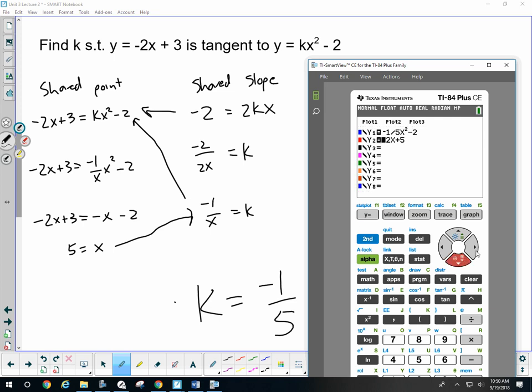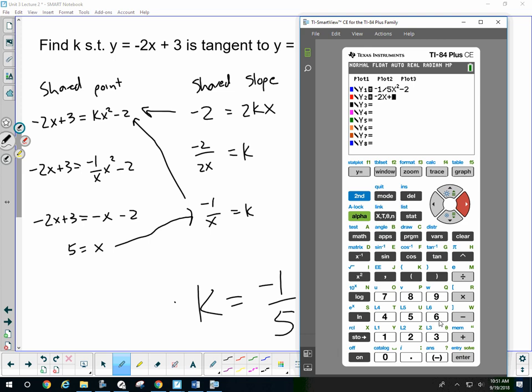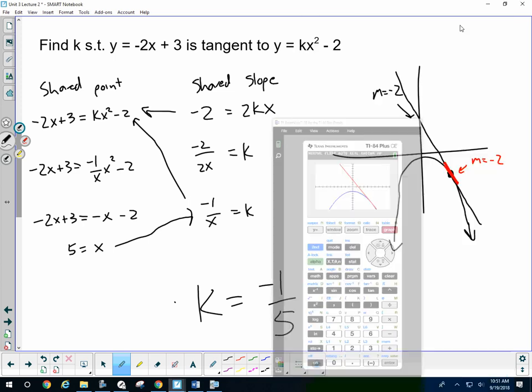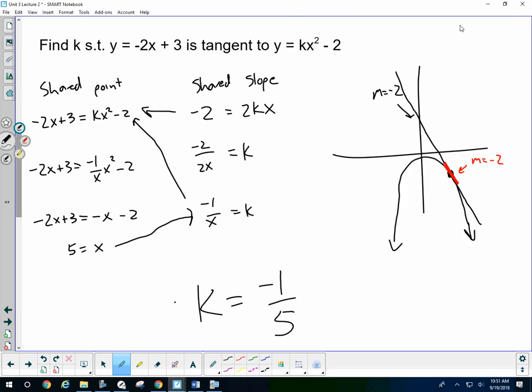I did negative 2x plus 5. That is wrong. It's negative 2x plus 3. And now I feel better. Okay, so that looks like a tangent line to that graph, so that worked out. Okay, so just remember, when you're encountering a situation like this, set up two equations, one where we have the shared point and one where we have the shared slope.